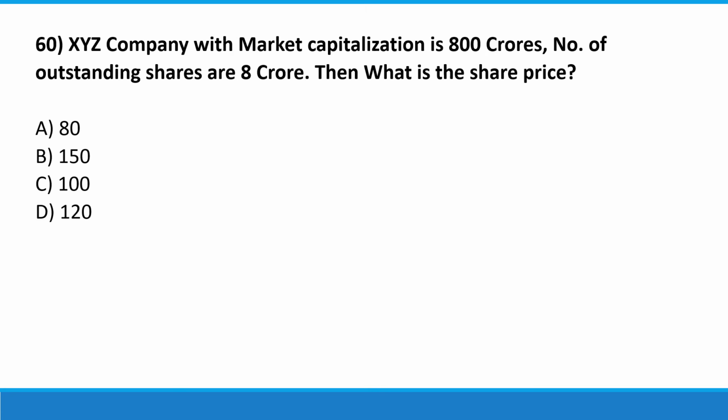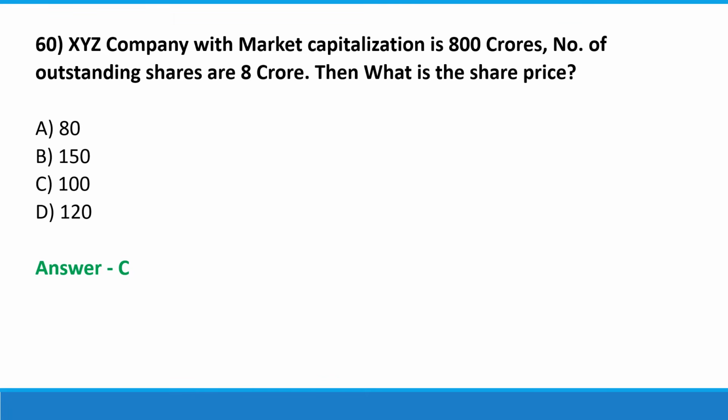Next question. XYZ company with market capitalization is 800 crores. Number of outstanding shares are 8 crore. Then what is the share price? Option A, 80. Option B, 150. Option C, 100. And option D, 120. The correct answer is option C.